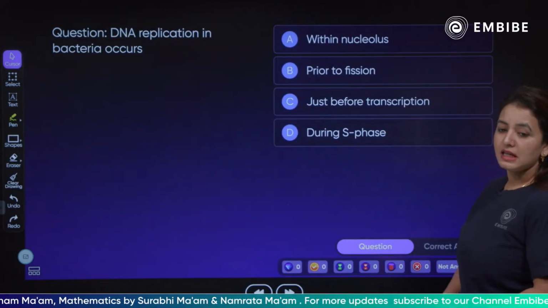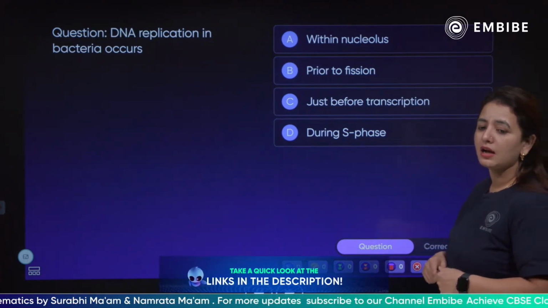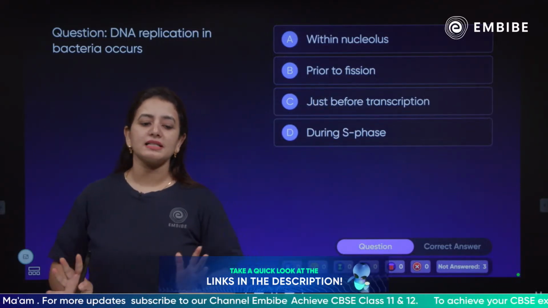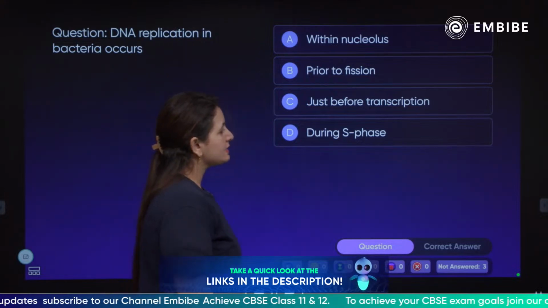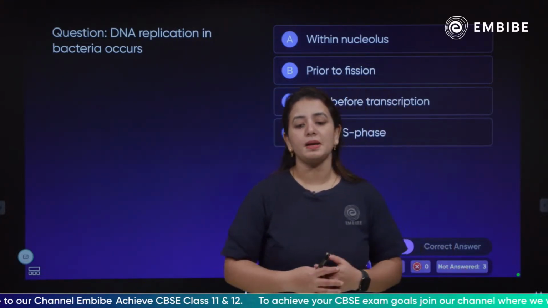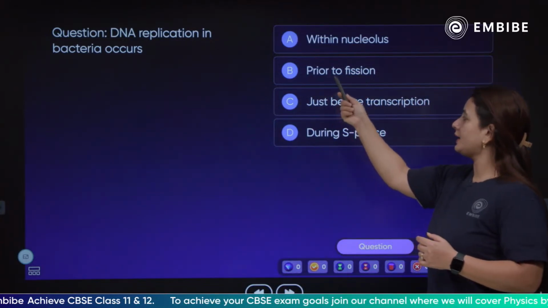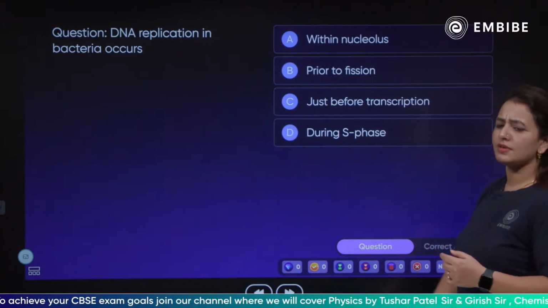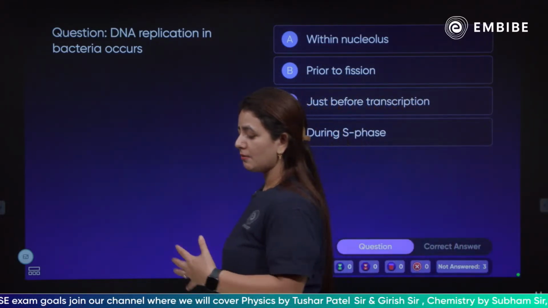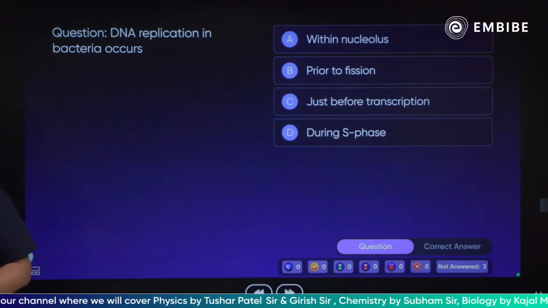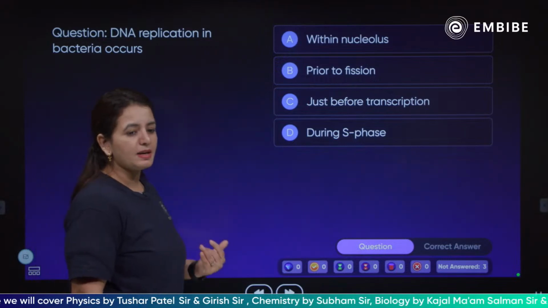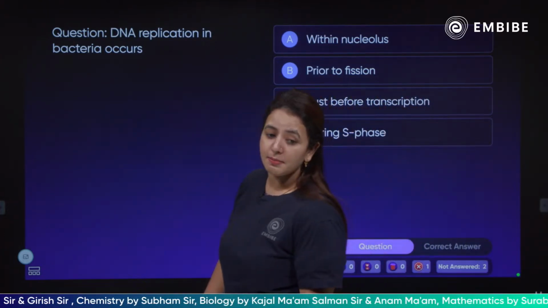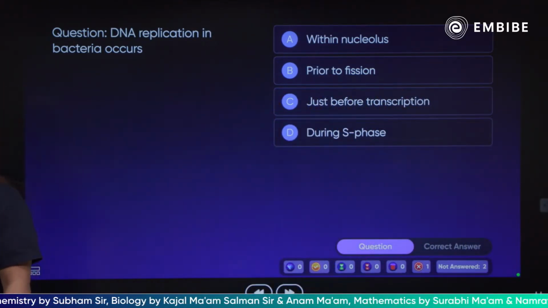The next question is, the DNA replication in bacteria occurs. I know this is not something we have discussed, but you will discuss it in the reproduction part. But please try to at least answer. Just give a bit of common sense, what do you think? The DNA replication in bacteria occurs within nucleolus prior to fission, before the division takes place, just after, before the transcription, or during S phase. You know the bacteria divides through the binary fission or the budding. Though before division, do you think the replication will take place, or after the division? Very simple. I made it simple for you.